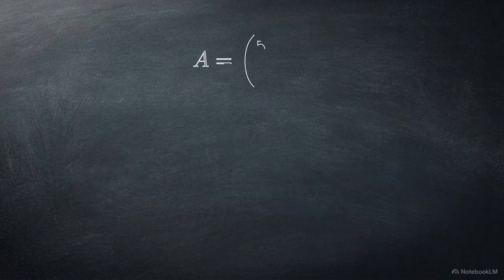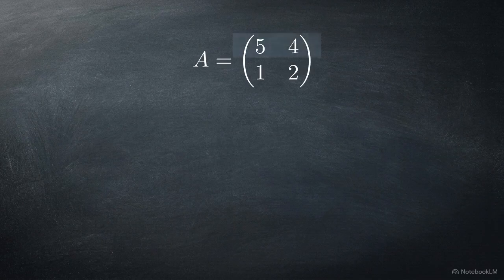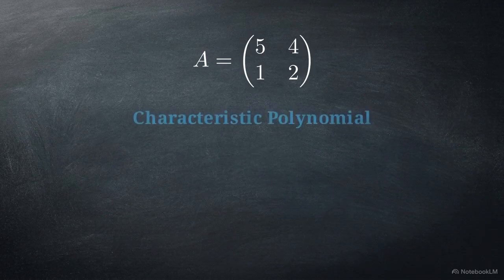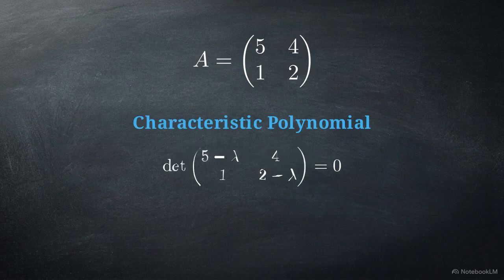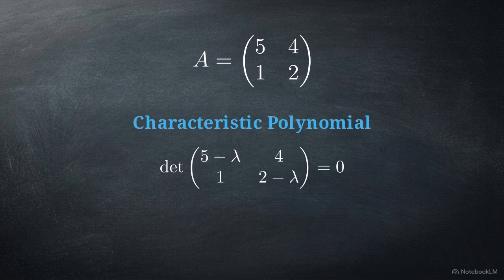Let's track down these invariant properties mathematically using a concrete 2x2 matrix from the text, where the top row is 5, 4, and the bottom row is 1, 2. Theorem 7.12 tells us exactly how to find the eigenvalues. They are the roots of the matrix's characteristic polynomial. We subtract a lambda times the identity matrix from a matrix A and set the determinant of that result to 0. For our specific matrix, the algebra gives us lambda squared minus 7 lambda plus 6 equals 0.